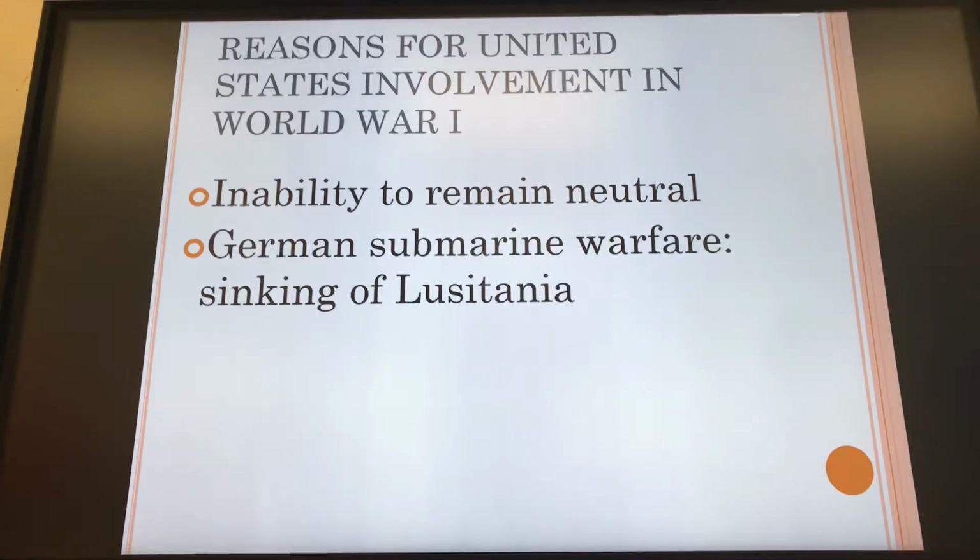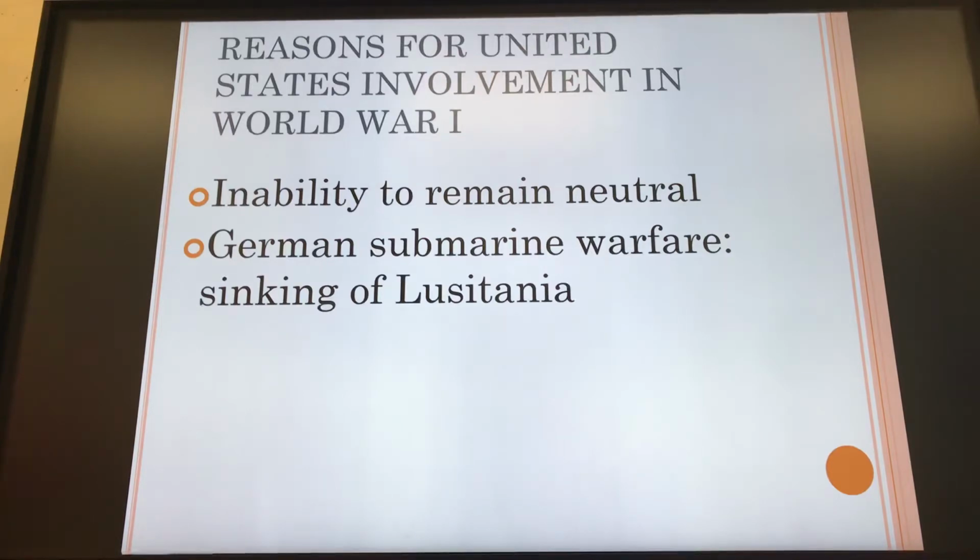The next event that gets the United States drawn into World War I will be Germany using submarines. The German military had begun using submarines as a way to fight naval battles, and they were using their submarines to attack Allied ships. What happens here is a ship named the Lusitania gets attacked.